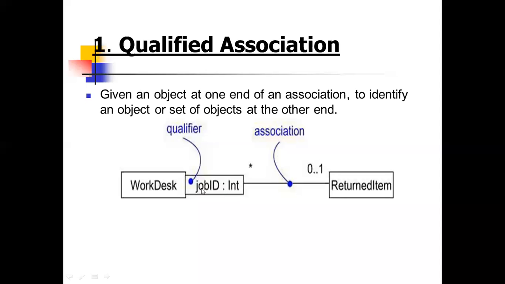Here you can see the qualifier, job id colon integer, for this class. See the association between these classes; consider them as class A and class B, and this is the qualifier. This is the example of a qualified association. Given an object at one end of the association, it identifies an object or set of objects at the other end. Here you can see the multiplicity also, 0 to 1.